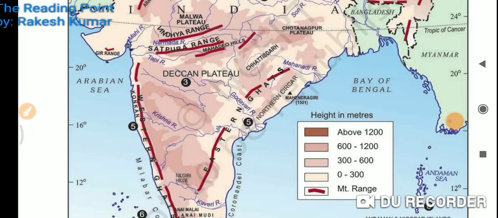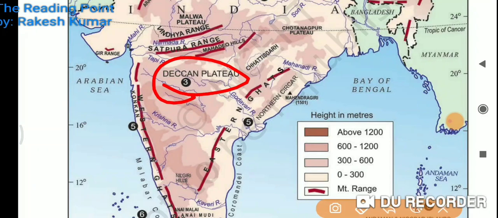These plateaus are made up of hard igneous rock. All the rivers from the central highland join the Yamuna and the Ganga from the south, like Ken, Betwa and so on. Now we should see the Deccan Plateau. The Deccan Plateau extends from the Vindhyachal in the north to the southern tip of the peninsula.